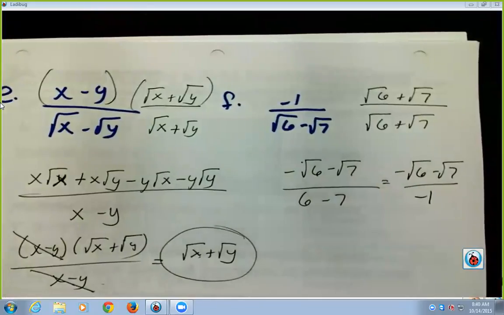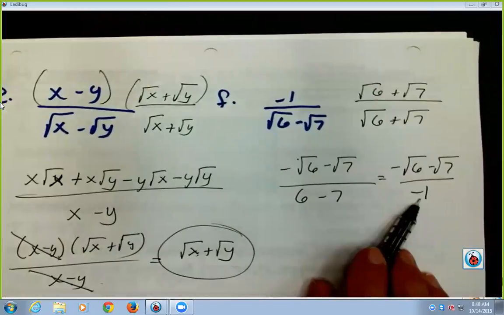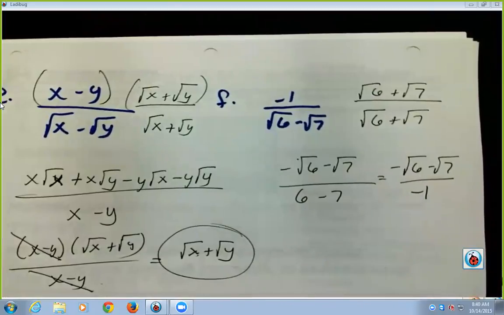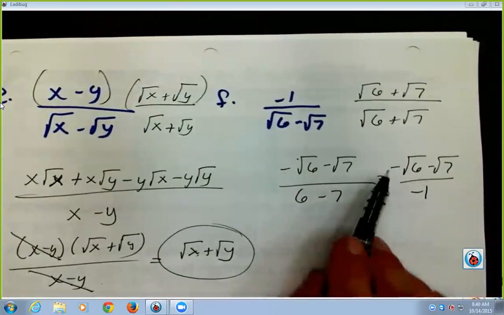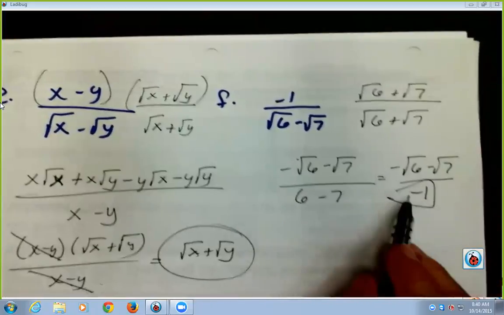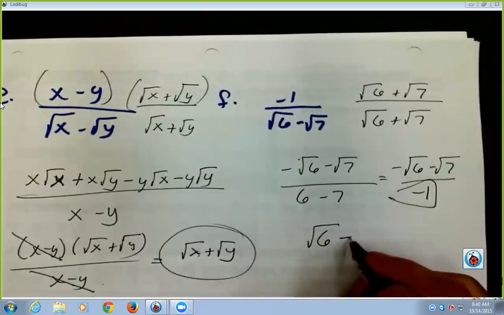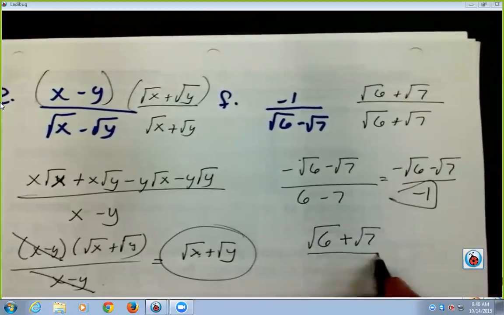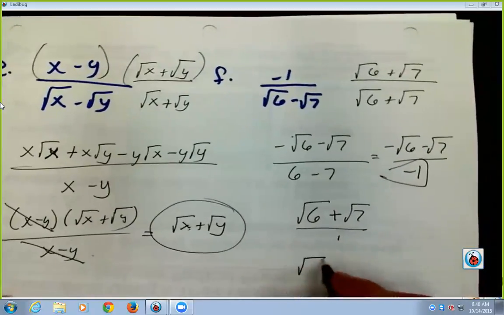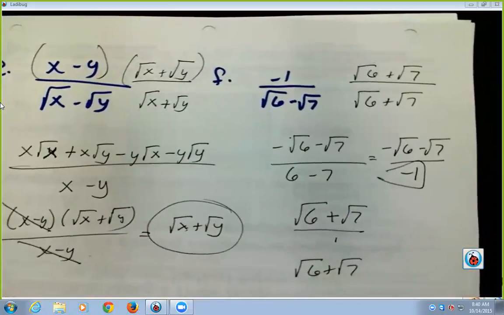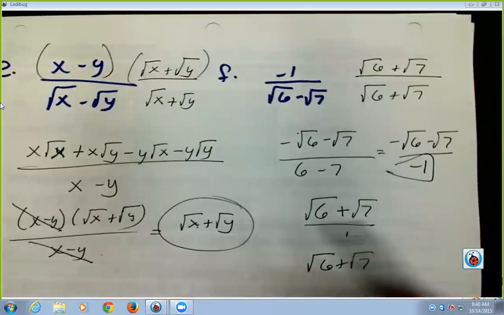But can I leave it like that? Hawks is going to scream at you because I can't leave a negative in the denominator, and 1 isn't going to give me anything anyway if I left it in the denominator. So what this means is I need to change every sign up here. So I'm going to have the square root of 6 plus the square root of 7 over 1, but now I don't need the 1 anymore. So I can get rid of that 1. So that's what happens with this one.